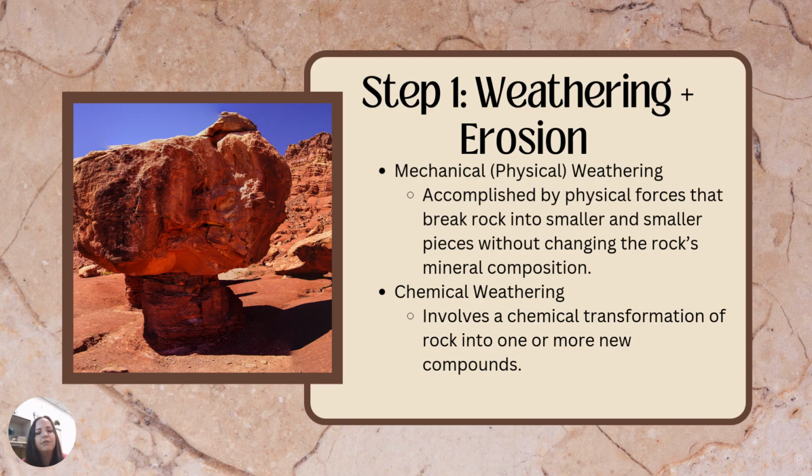Chemical weathering involves the chemical transformation of one or more of the compounds in the rock. So you are changing the mineral composition of that rock. Okay, so if there's a chemical change, it's chemical weathering. If there's a physical change, it's physical weathering.